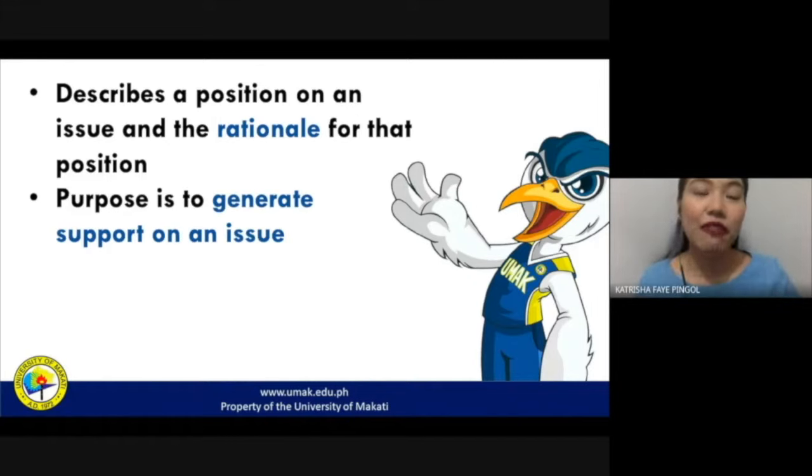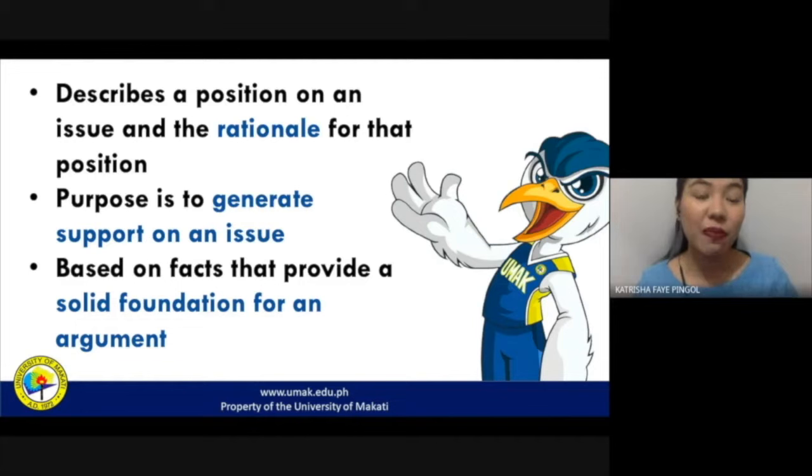Now, the main purpose of writing a position paper is basically to generate support on a particular issue. Similarly, when you write a position paper, everything that you include should be based on facts. These facts would eventually provide a solid foundation for your argument. So if you agree, then you have to support your agreement to the topic with pieces of evidence. And this evidence could only be considered solid if it is based on facts.